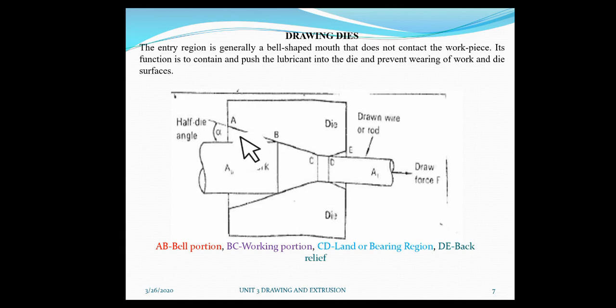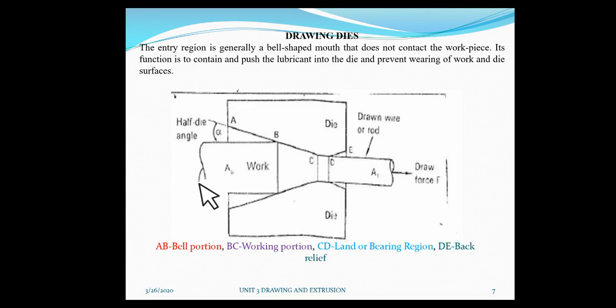Clear? So there is a gap between the die surface and the work surface here. When the work enters through the die, along with the work, the lubricant also enters during the process. The bell shape causes the hydrostatic pressure to increase and promotes lubricant to flow into the die. Remember, the bell shape causes the hydrostatic pressure. It is nothing but, along with the work material, it will take the lubricant to flow into the die.